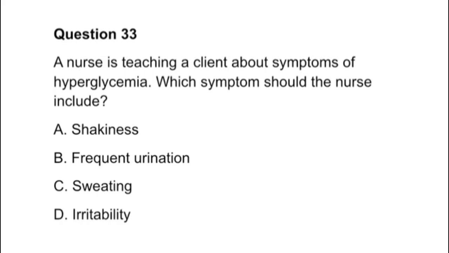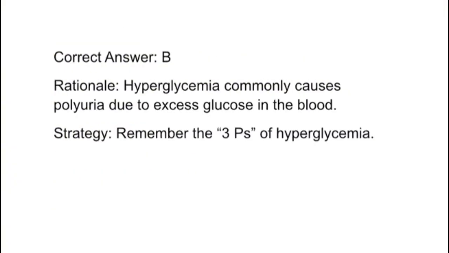Question 33. A nurse is teaching a client about symptoms of hyperglycemia. Which symptoms should the nurse include? A. Shakiness. B. Frequent urination. C. Sweating. D. Irritability. Correct answer, B. Rationale: hyperglycemia commonly causes polyuria due to excess glucose in the blood. Strategy: remember the 3 Ps of hyperglycemia.